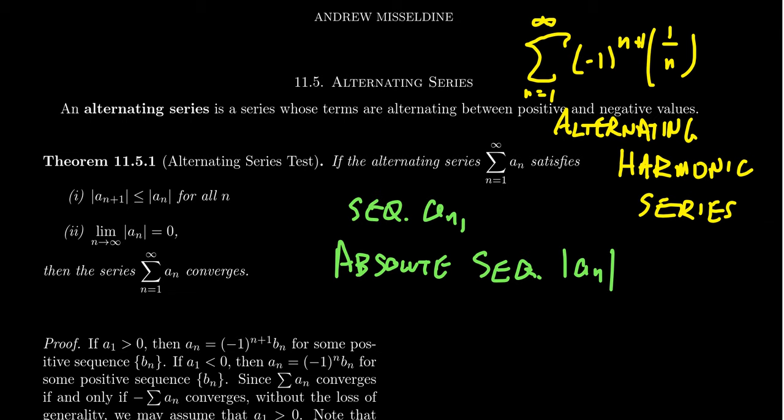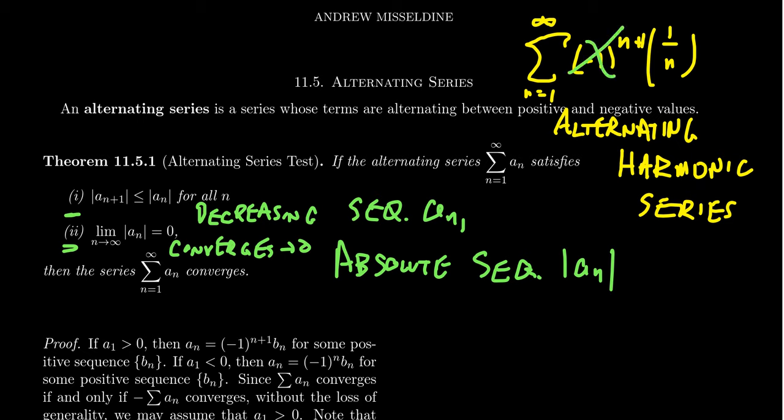So let's consider the absolute sequence involved here. We want that the absolute value of a sub n plus 1 will be less than or equal to the absolute value of a sub n. So we're requiring that the absolute sequence be decreasing. And we also want that the limit as n approaches infinity of the absolute value of a sub n is equal to 0. So we want the absolute sequence to converge to 0.